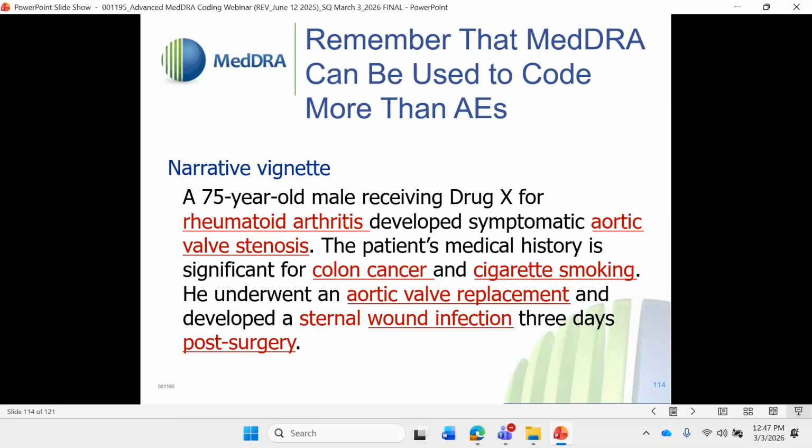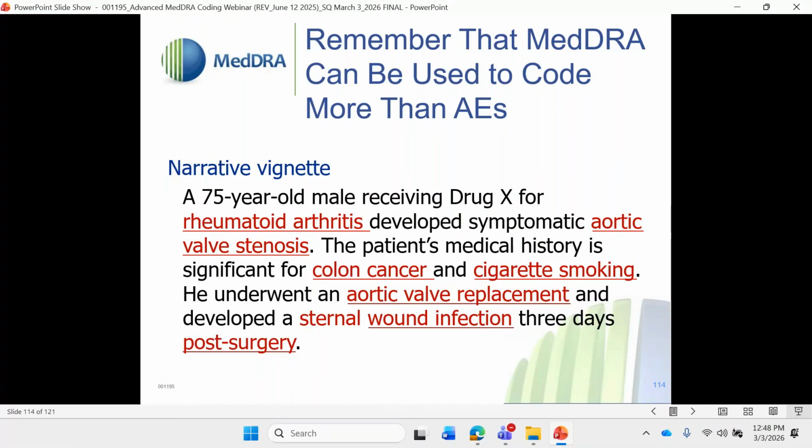And just looking at this little narrative, a 75-year-old male receiving drug X for rheumatoid arthritis, you would code that because that's an indication. That's what he took the drug for. You would also code develop symptomatic aortic valve stenosis. That's an adverse event. So you could use MedDRA to code specifically aortic valve stenosis. The patient's medical history is significant for colon cancer and cigarette smoking. Again, MedDRA can be used for coding a medical history, which is colon cancer and cigarette smoking in this case.